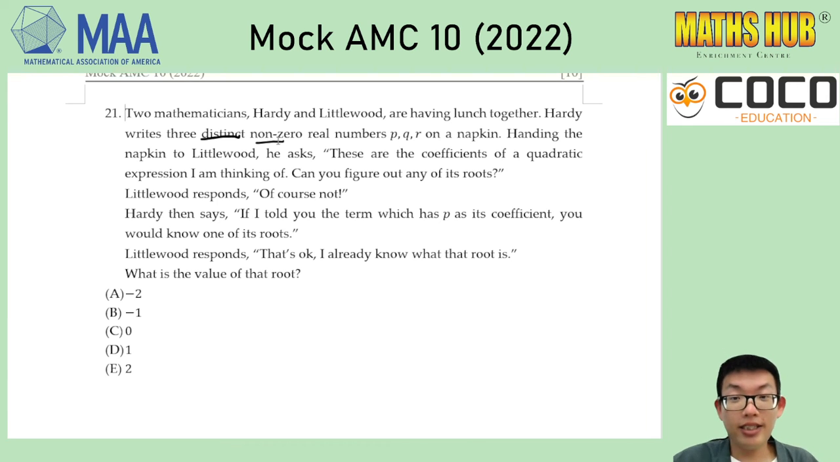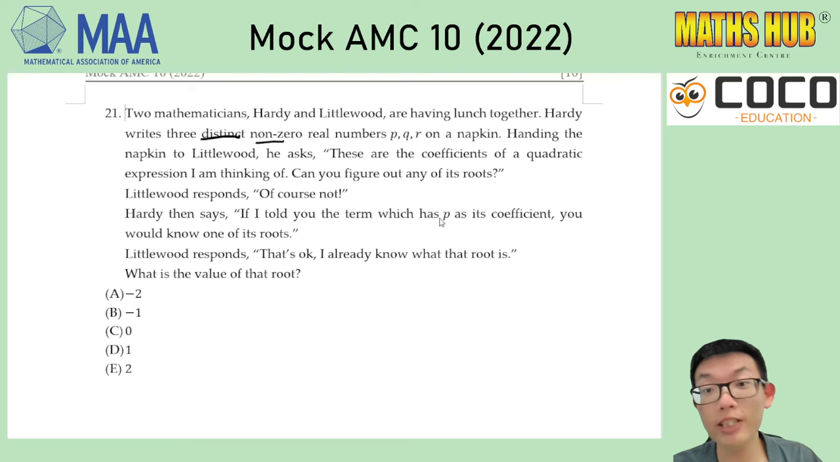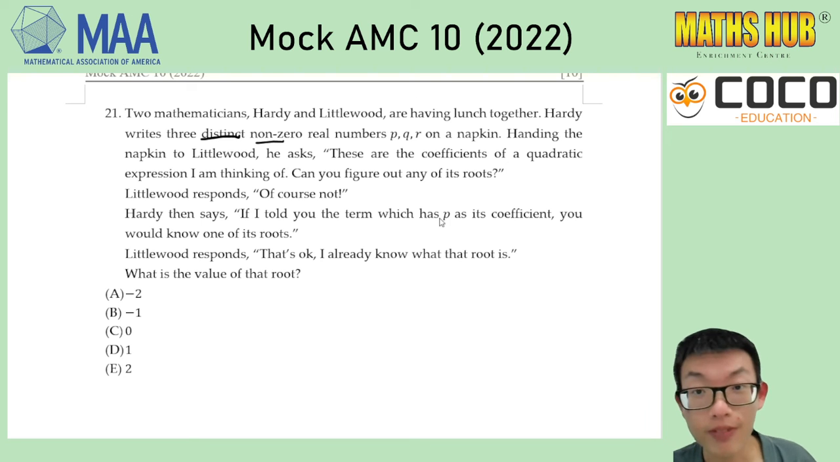Now the second statement, Hardy says, if I told you the term which has P as its coefficient, you would know one of its roots. So that means that if Hardy were to tell Littlewood one of the coefficients, P is, we're not sure what number that is, but if Hardy placed it in, then Littlewood would now know one of its roots. And Littlewood responds that he already knows it just from Hardy's statement.